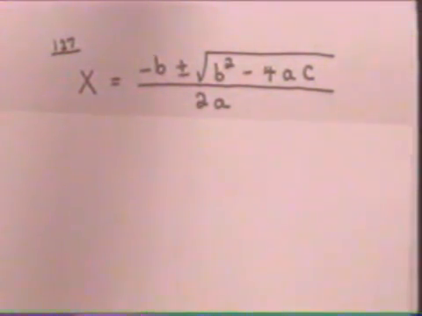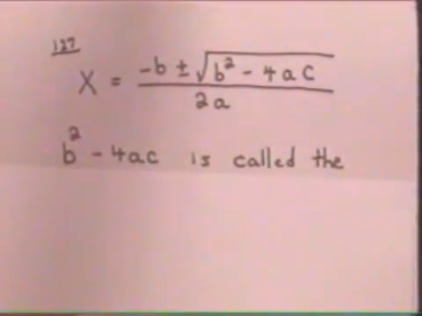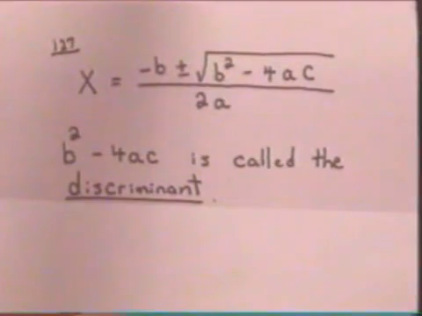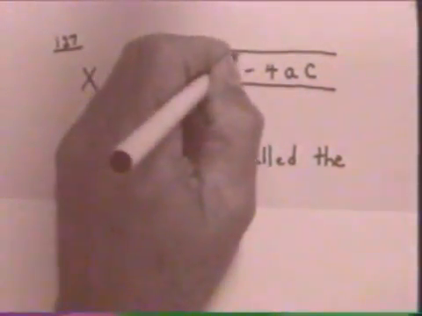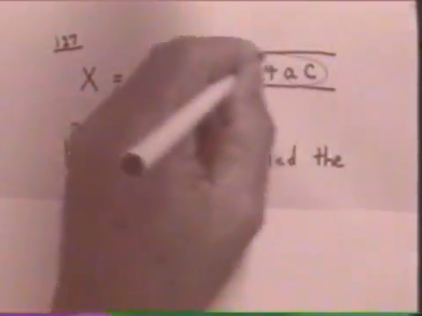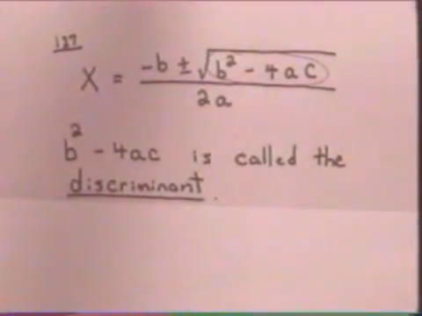x is equal to the opposite of b plus or minus the square root of b squared minus 4ac all over 2a is called the quadratic formula. The part with the square root, the part under the square root, is called the discriminant. The b squared minus 4ac, the part under the radical, is called the discriminant.